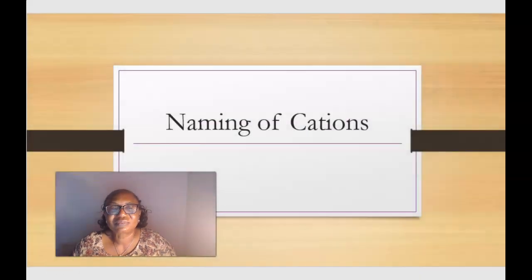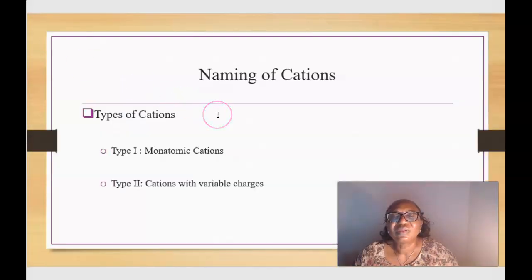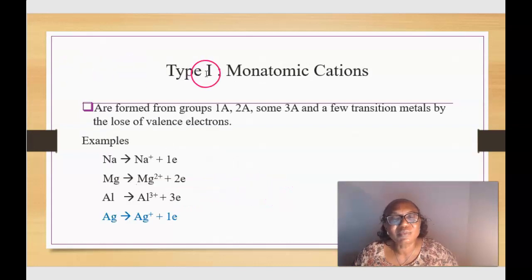In this video, we are going to study the naming of cations. There are two types of cations. Type 1 cations, which are monoatomic cations, and type 2 cations are cations with variable charges. Type 1 cations are formed from group 1A, group 2A, group 3A, and a few transition metals by the loss of valence electrons.